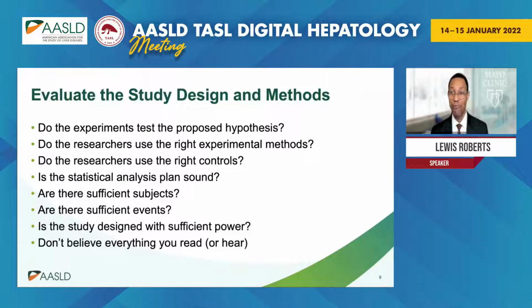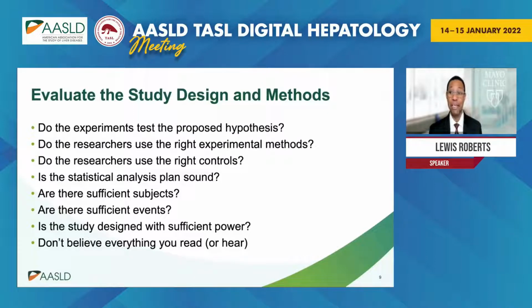Many experiments fail not because of the intervention or the key observation that is being made, but rather because the appropriate controls that will ensure the validity of the results are left out. So key question, are the researchers using the right controls? Next, is the statistical analysis plan sound? Are there sufficient subjects in the study? Are there sufficient events under study as observations?